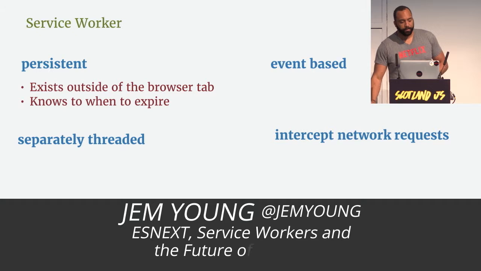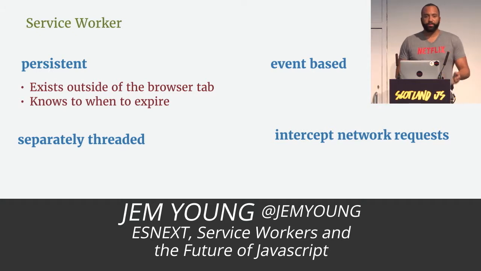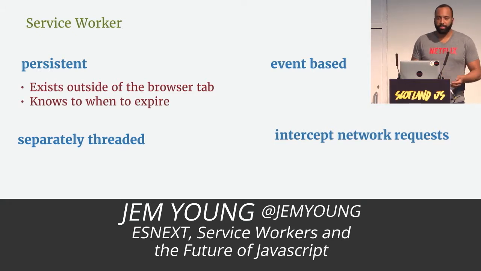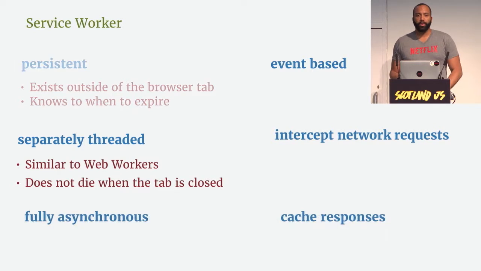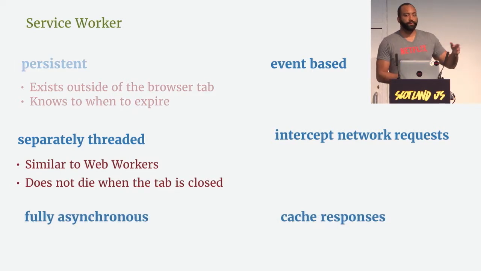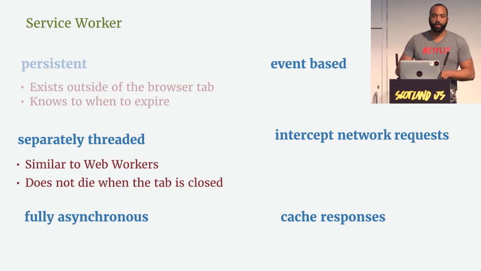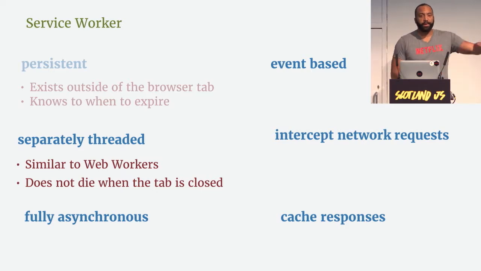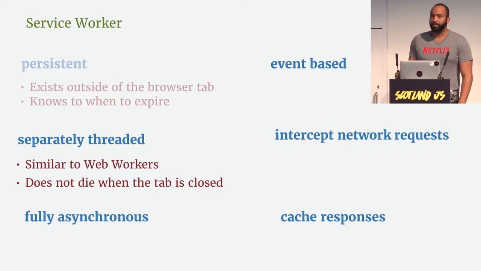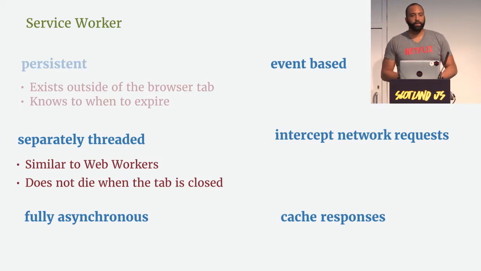Service worker is persistent. It exists outside the browser tab and it knows when it expired and automatically updates itself. Pretty awesome. Just like a web worker, it runs in a separate thread. So you can run 3, 4, 5, 8 cores, however many you want, all running JavaScript, not blocking the main UI thread. But the important thing to note is it doesn't die when a tab is closed. You close that tab, the service worker is still there in the background. It might be asleep, but it's still there.